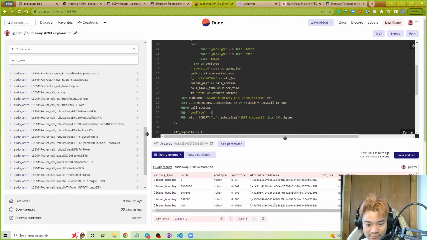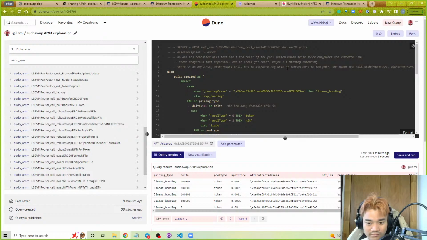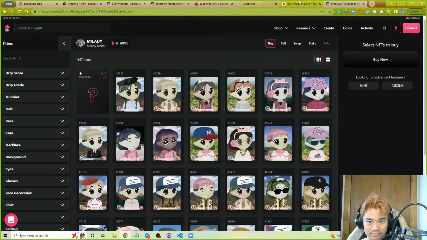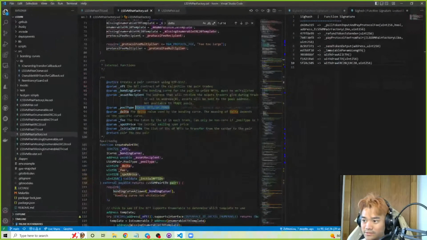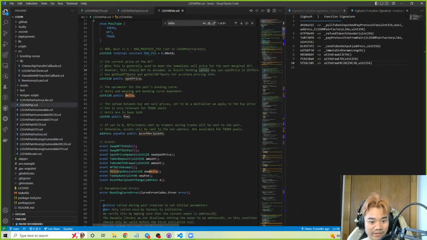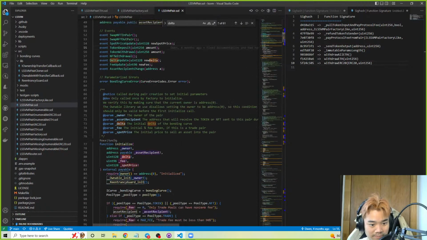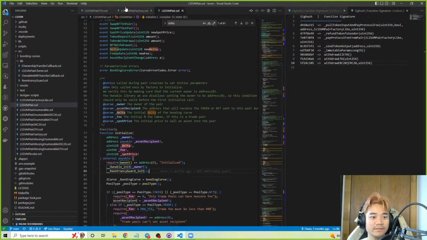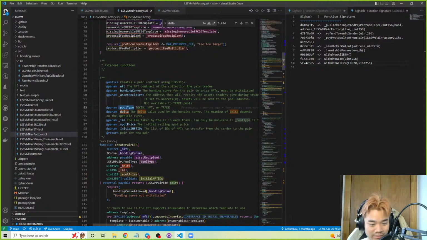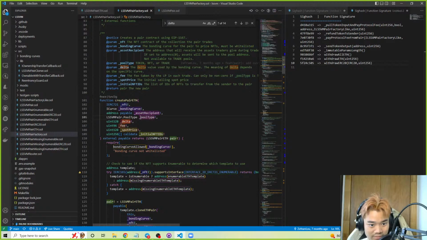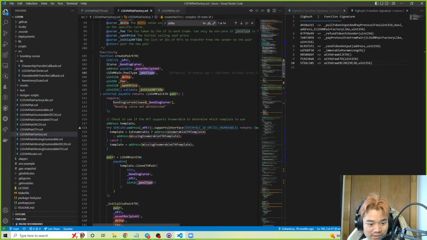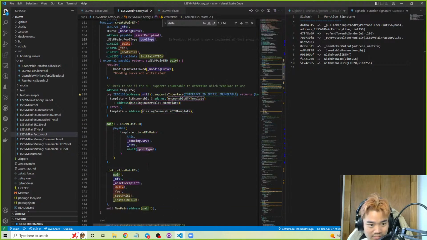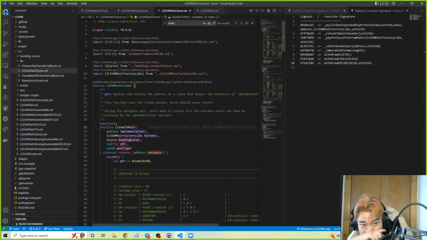Hold on. So we look at the pair. Where is this decided? Pool type goes in here. Create pair, pool type, pool type. Clone ETH pair. Pool type.